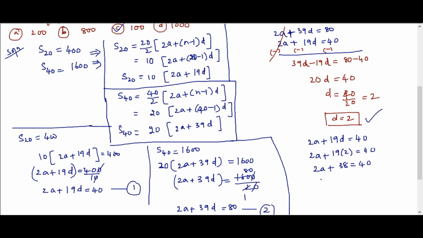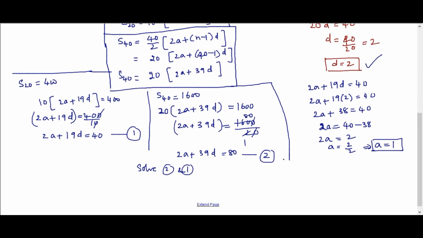19 2s are 38, isn't it? So 2a is equal to 40 minus 38, which will become 2. So 2a is 2, a will be 2 by 2. So that implies a will be 1. Yeah, if that is the case, now I solved for a is 1 and d is 2.